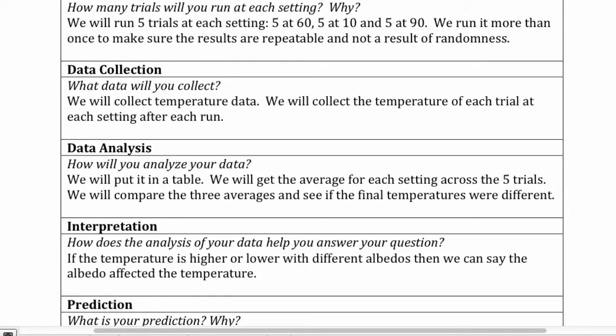What data will you collect? We are going to collect temperature data. We will collect the temperature of each trial at each setting after each run. And by temperature, we mean the number of heat agents in our model.